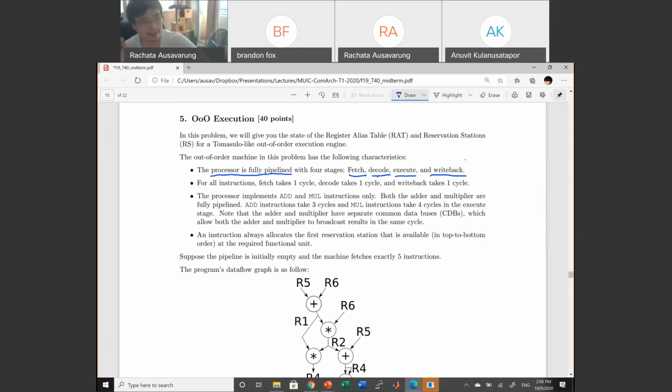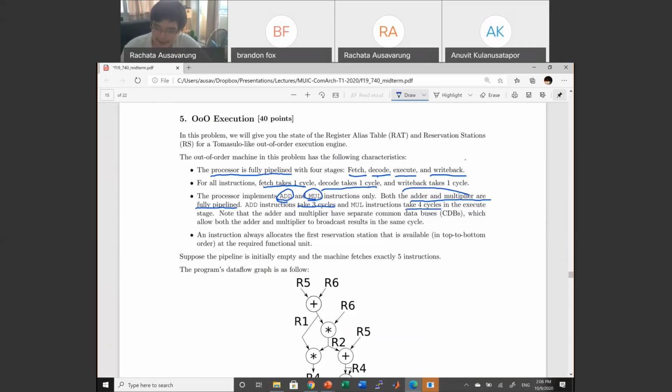There will magically be no load and store, to reduce the complexity of the question. Fetch takes 1 cycle, decode 1 cycle, write back takes 1 cycle. The processor can only do 2 things, add and multiply. Both the adder and multiplier are again fully pipelined. An add instruction takes 3 cycles. Multiply takes 4 cycles.